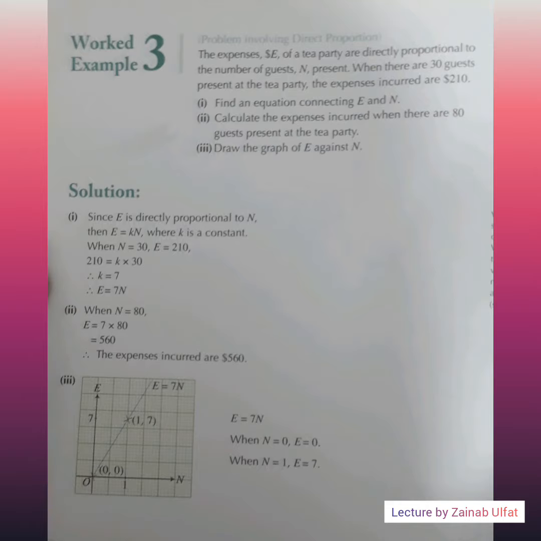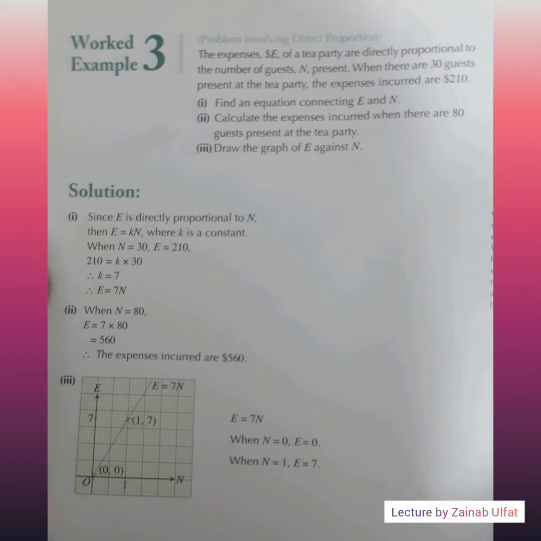Draw the graph of E against N. Solution to this question: as we know that E is directly proportional to N, then E equals kN, where k is a constant. When N equals 30 and E equals 210, k equals 7. In the next part, when N equals 80 and k equals 7, we are going to find E. So 7 times 80, the answer is 560.